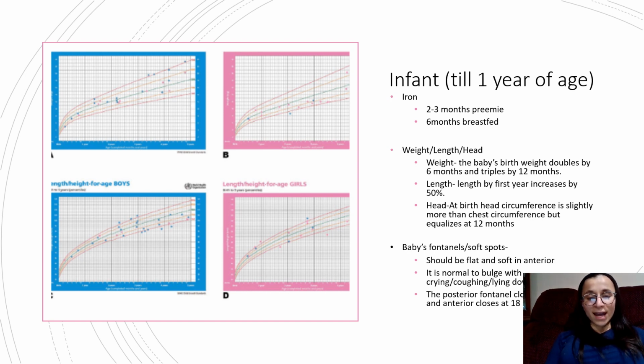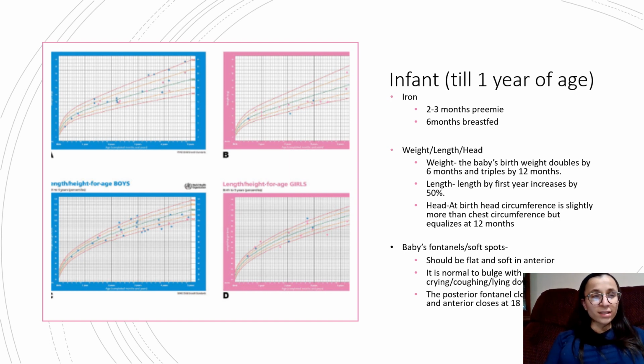The weight, length, and height, as you see over here, here's a chart from the CDC. So just commit this to memory. They like to ask these things. I'm just going to read them off. The baby's weight doubles by 6 months, triples by 12 months. The length by first year increases by 50%. The head circumference at birth is slightly more than the chest circumference, but equalizes at 12 months.